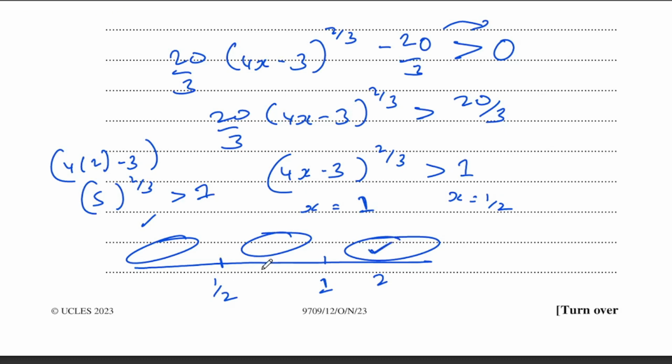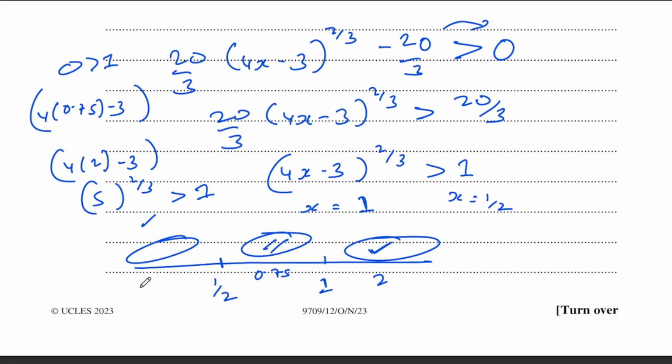The middle part, let's just choose 0.75. Let's put that into this, so 4 times 0.75 minus 3, power 2 over 3, which is just going to be 0. And then, is 0 greater than 1? No, so this part is not there.